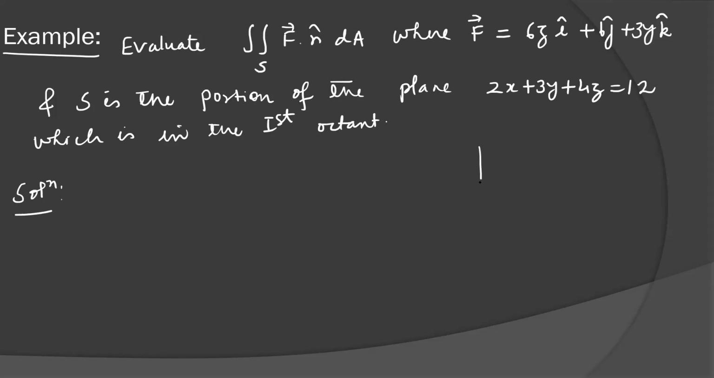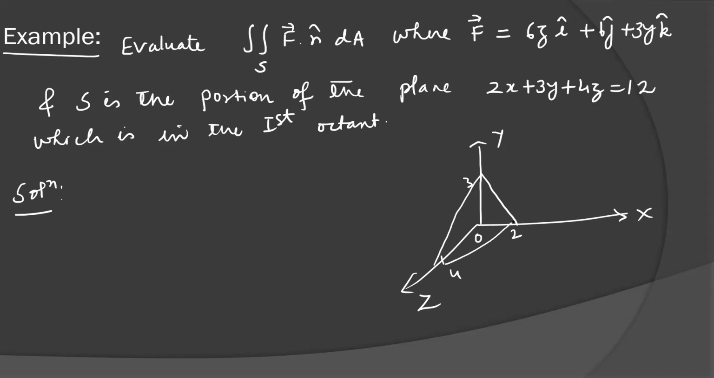If we see carefully, this is your x-axis, this is your y-axis, this is your z-axis. If you take the x limit, then y and z are 0, then x is from 0 to 2, y is from 0 to 3, and z is from 0 to 4. So this is actually a plane, and you are taking it in the first octant. So suppose this is your first octant. So this is your surface, and the n cap vector is this one.